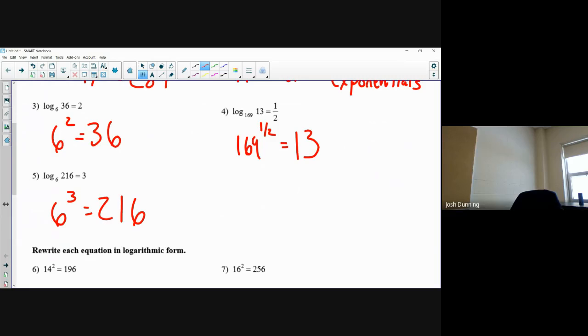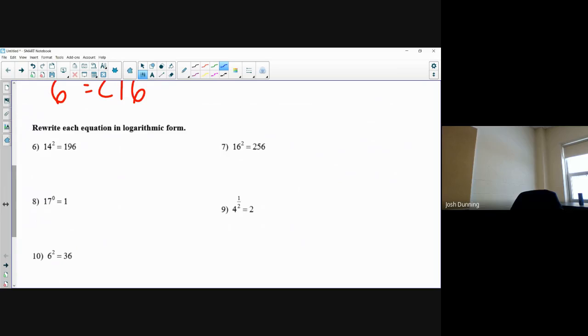Now 6, the next section, same idea, just the other way around. So the base, and this is why I mentioned this earlier, the base is what's getting the exponent. So that's 14. Answer, 196. Exponent 2, base answer exponent.